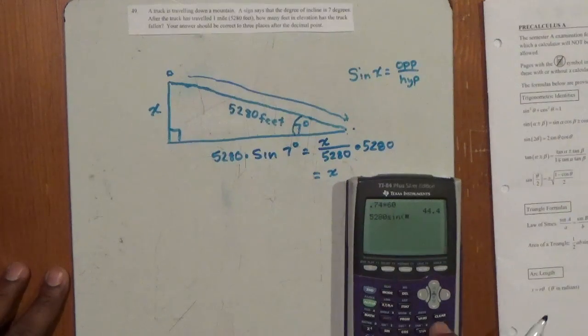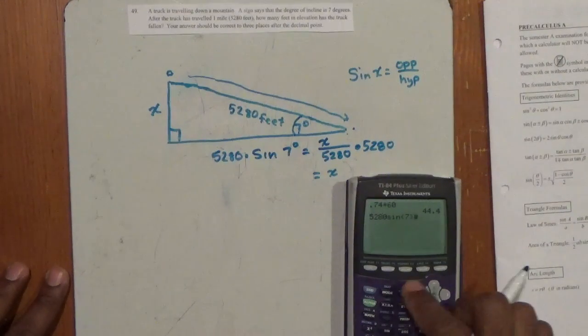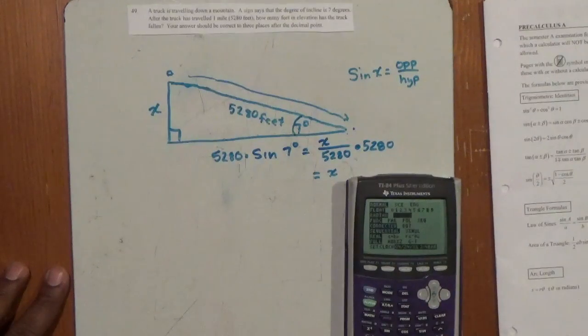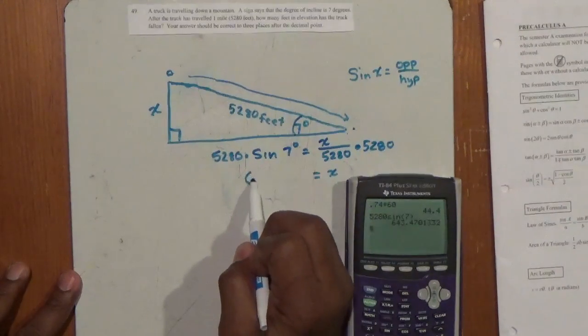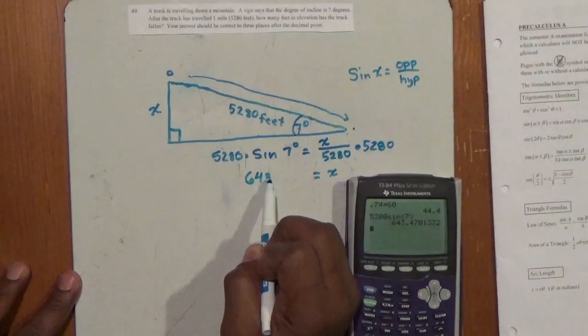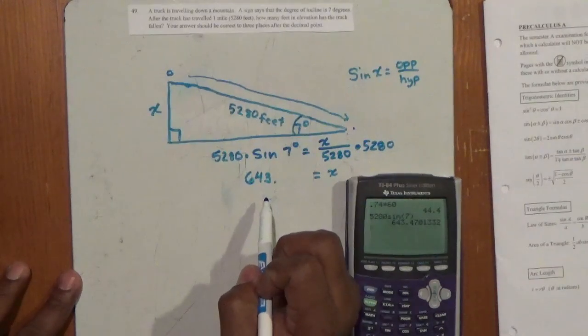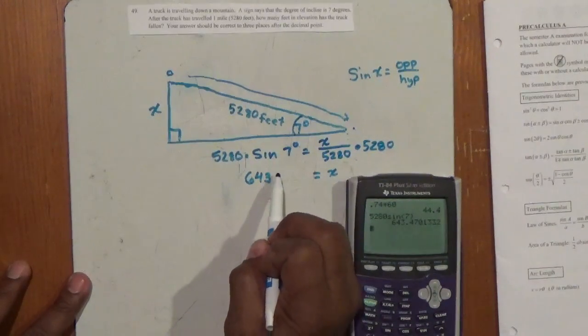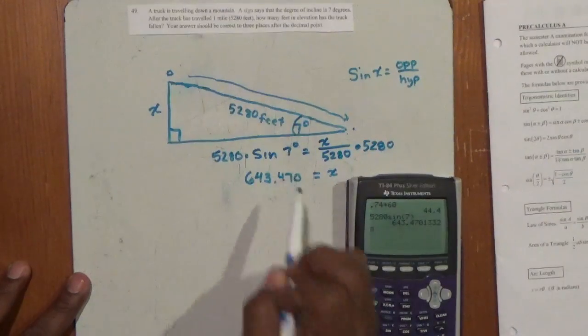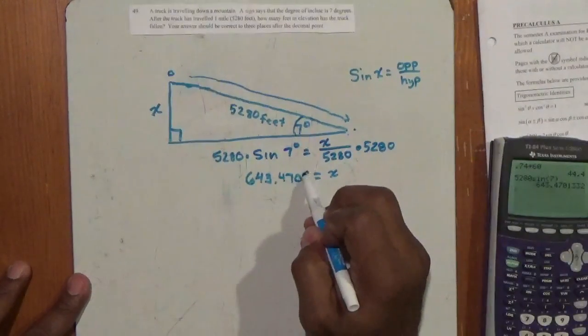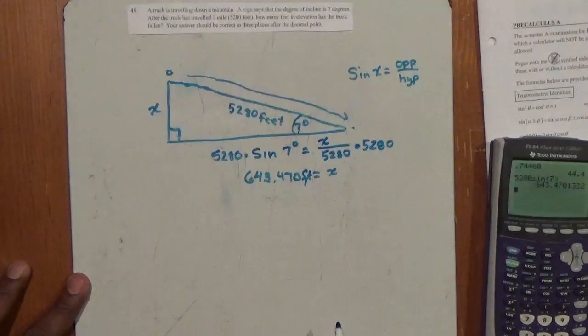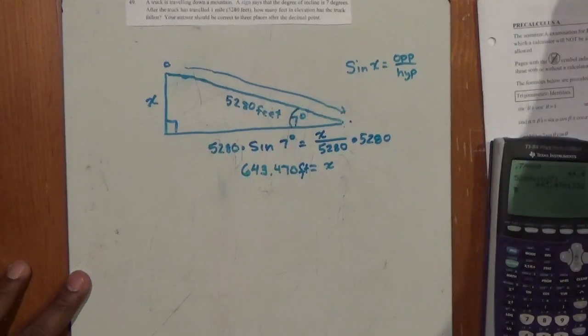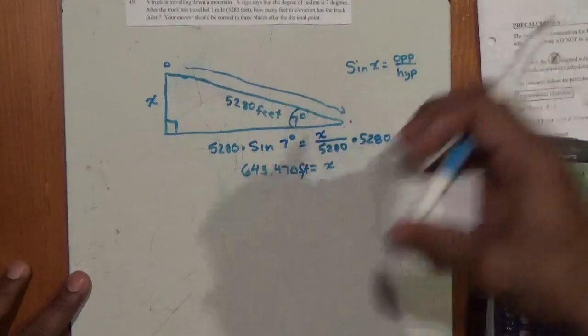5280 sine 7, close it. Make sure it's in degrees, always check your mode, please. The answer is 643, and they wanted 3 decimal places, so 470 feet. All right, that's that.